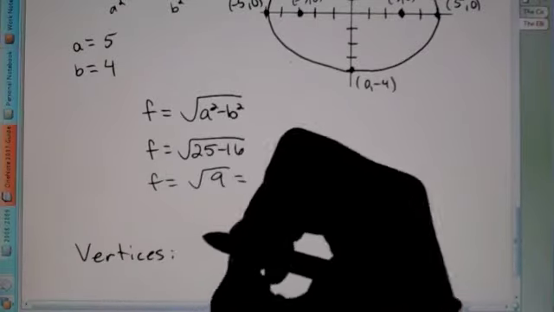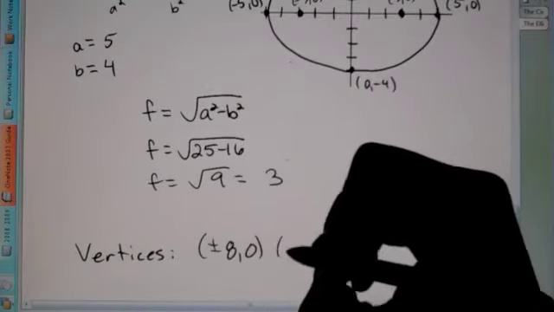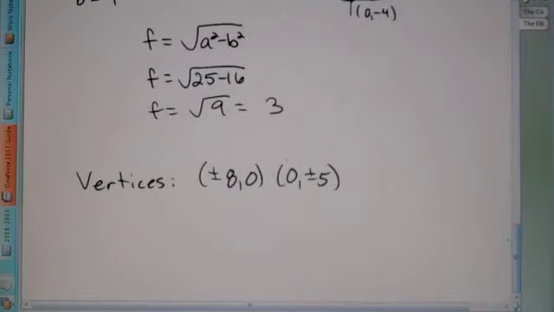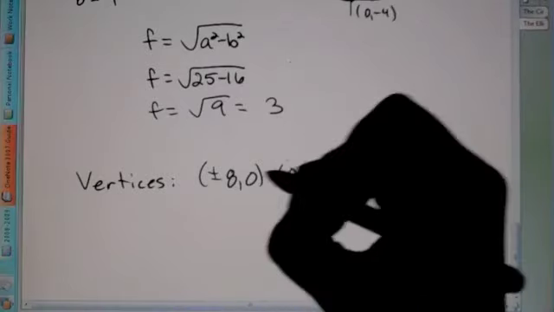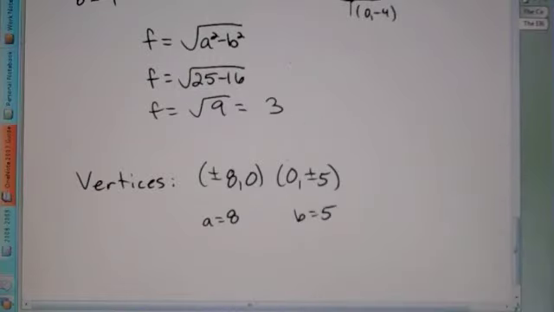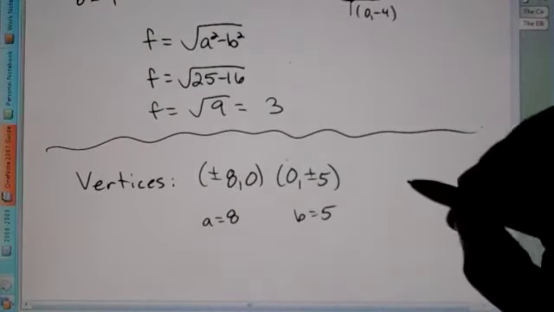Vertices are positive negative 8, 0, and 0, positive negative 5. So I'm telling you what the vertices are. Well, the bigger number for the vertices is going to be a. So we know in this case, because 8 is bigger than 5, that 8 is a, b is 5. So this gives us enough information to write our formula.